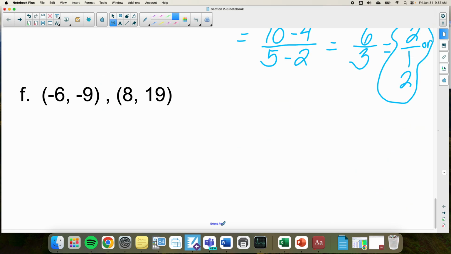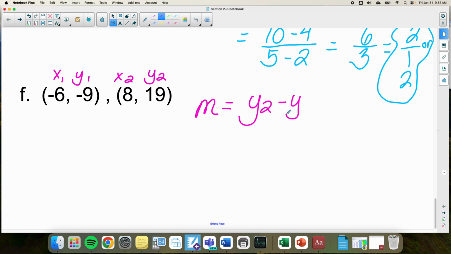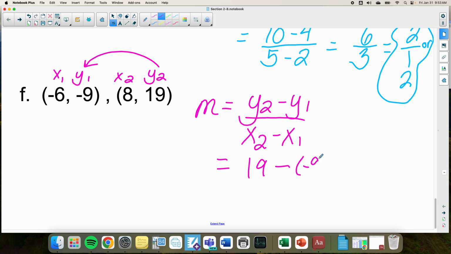Then we have one more like this. So again, I can think of this as x1, y1, x2, y2. And when I'm doing this, my formula is y2 minus y1 on top, x2 minus x1 on the bottom, okay? So I'm gonna subtract my y's, and I get 19 subtract a -9.